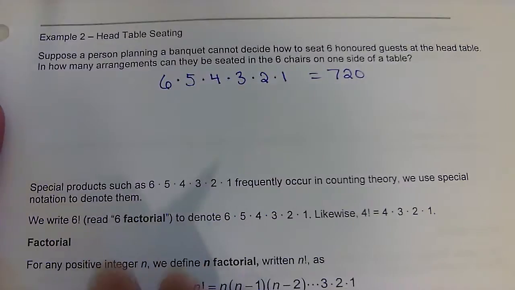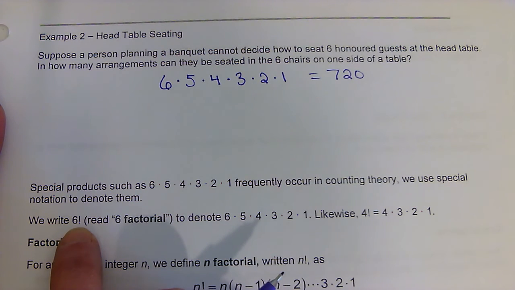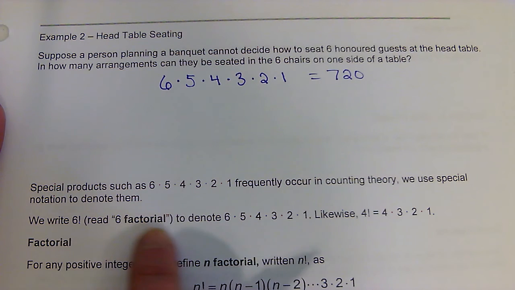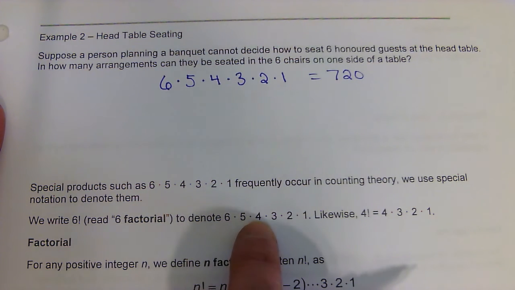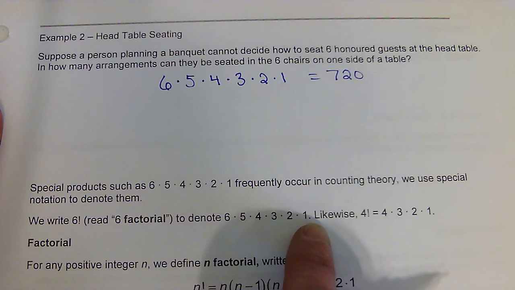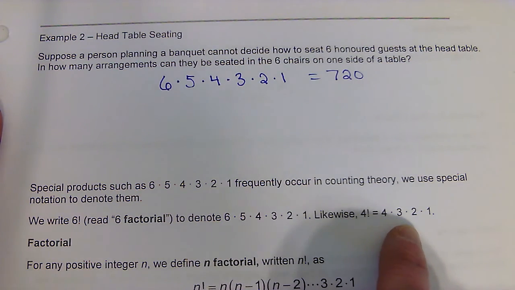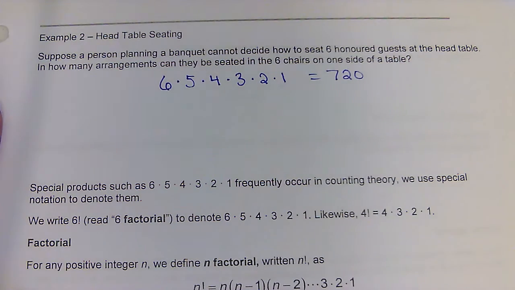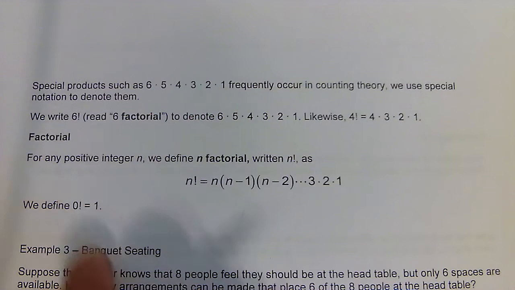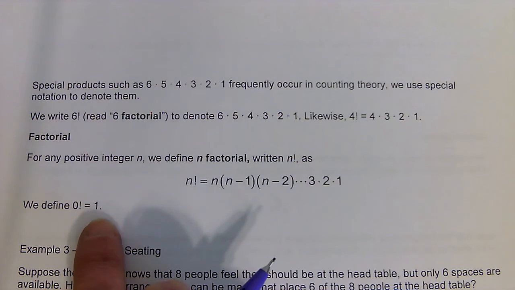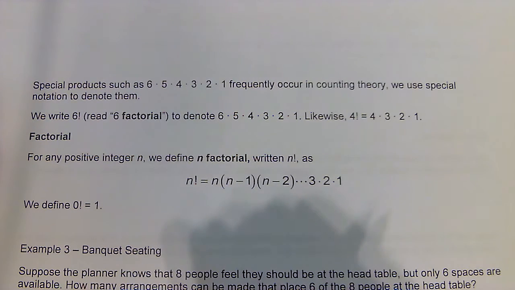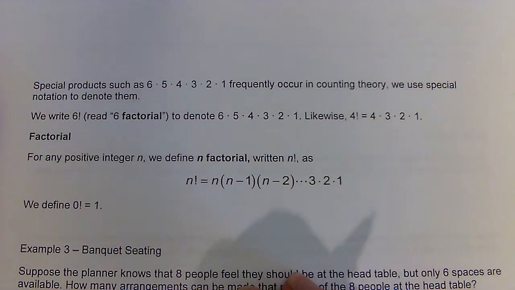Now this product, 6, 5, 4, 3, 2, 1, occurs so frequently, we use special notation. It's called a factorial. 6 factorial, with an exclamation point, is 6 times 5 times 4 times 3 times 2 times 1. 4 factorial will be 4 times 3 times 2 times 1. And 0 factorial would just be 1. I mean, that doesn't even make sense. And this is in the calculator, by the way.